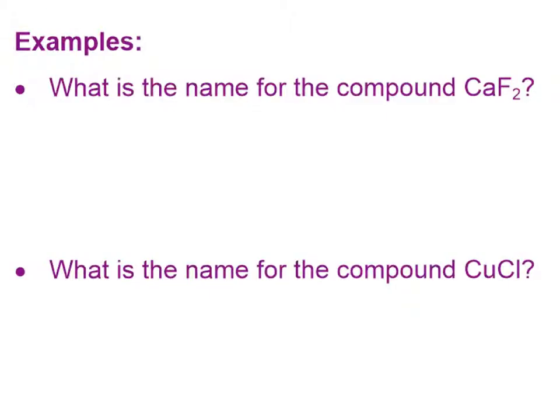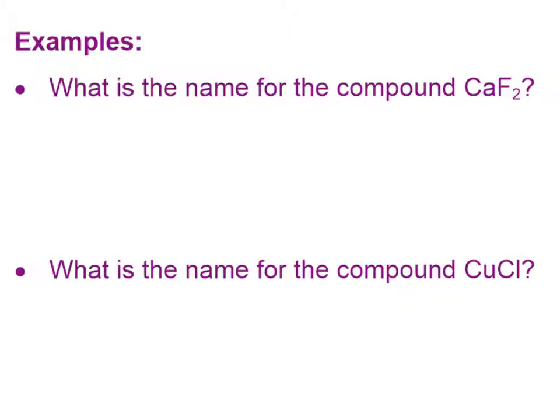Let's do a couple of examples together so you can get the hang of this. What is the name for the compound Ca and F2? I won't say it out loud. Let's see if you can pause the video and try and figure that one out on your own based on the rules for naming compounds. Okay, did you have a chance to do that?